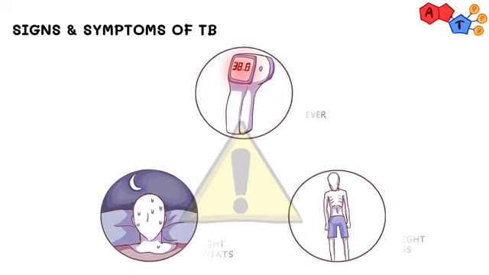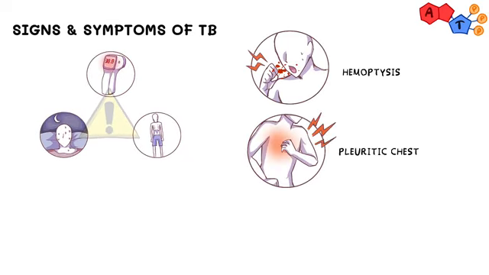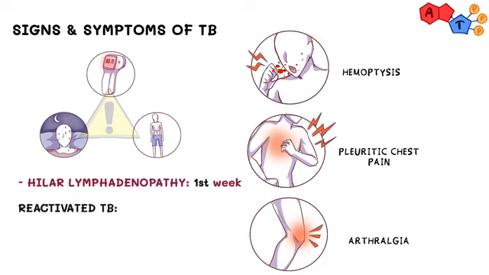In addition to that, patients can have cough with blood, this is known as hemoptysis, and pleuritic chest pain, which is chest pain while breathing. They also have fatigue and arthralgia. Hilar lymphadenopathy is also a very early sign of TB, which usually occurs in the first week of infection, and it takes months to years for it to resolve. Reactivated TB can also present with cough, weight loss, fatigue, fever, night sweats, and hemoptysis.